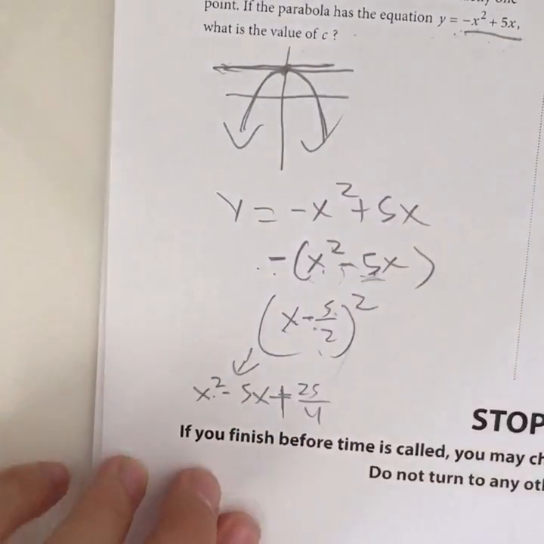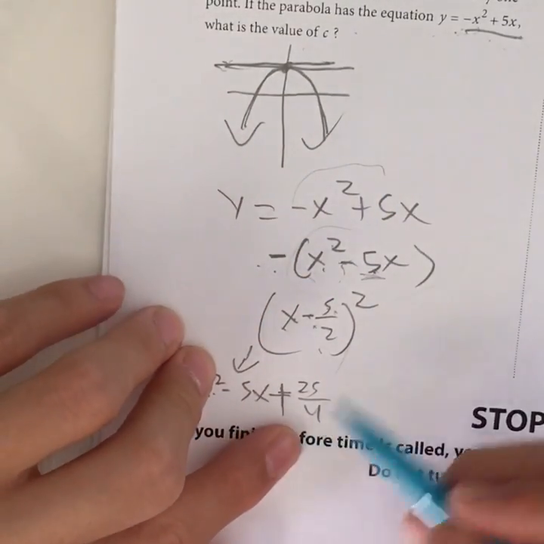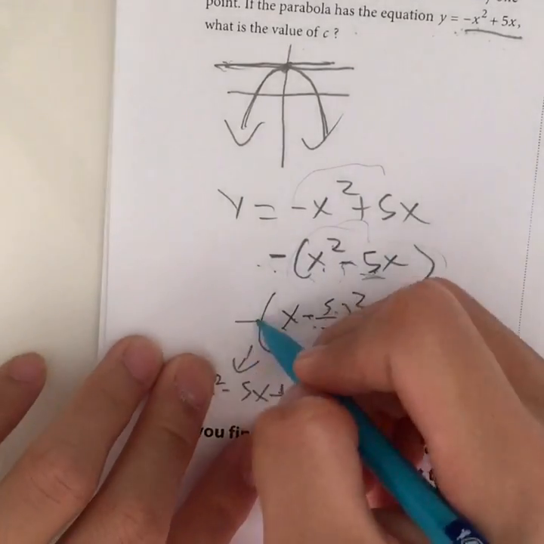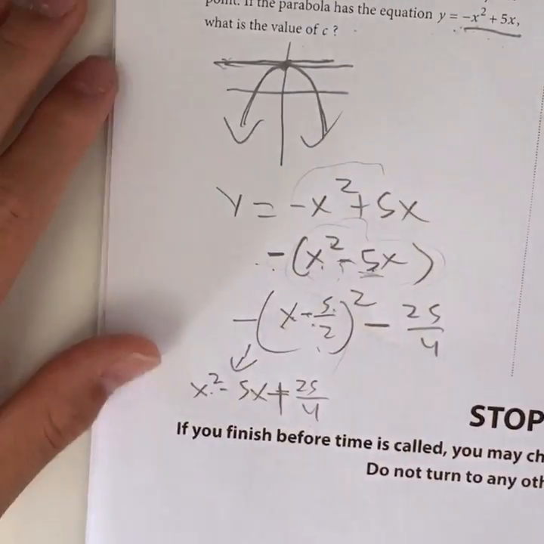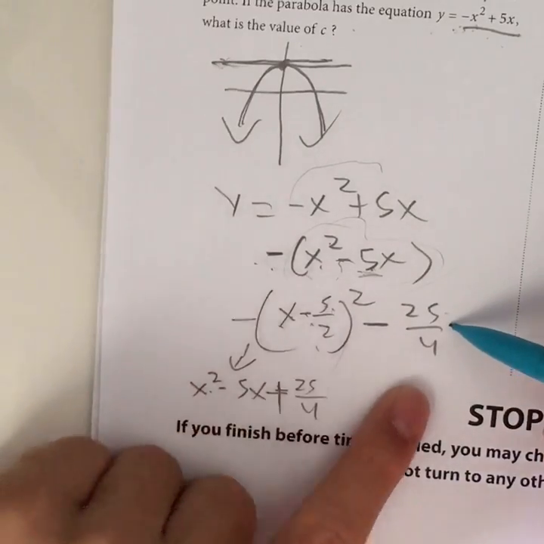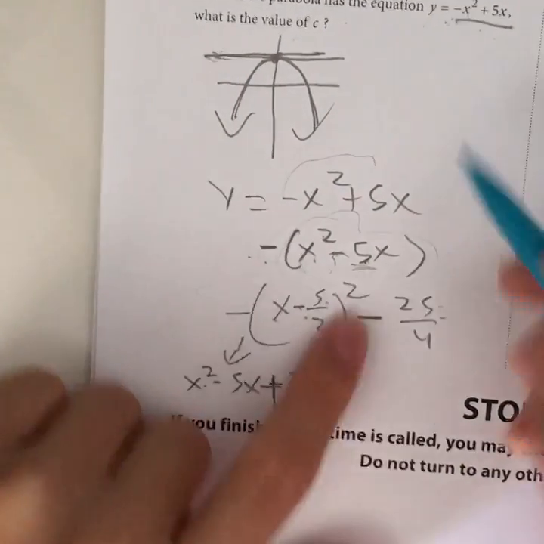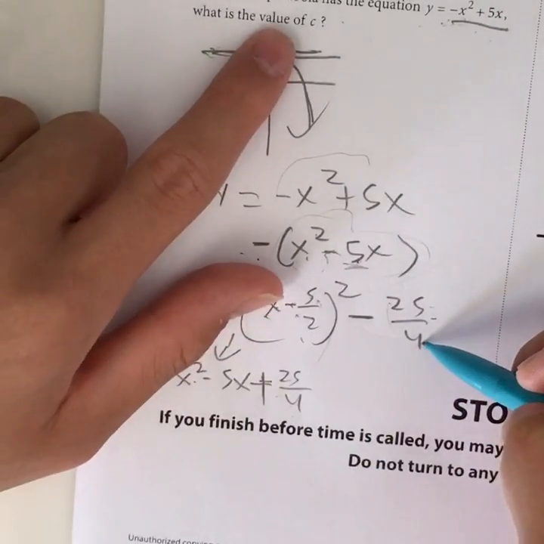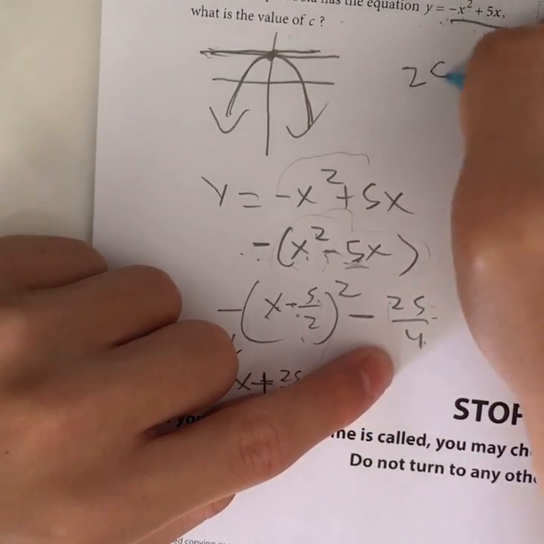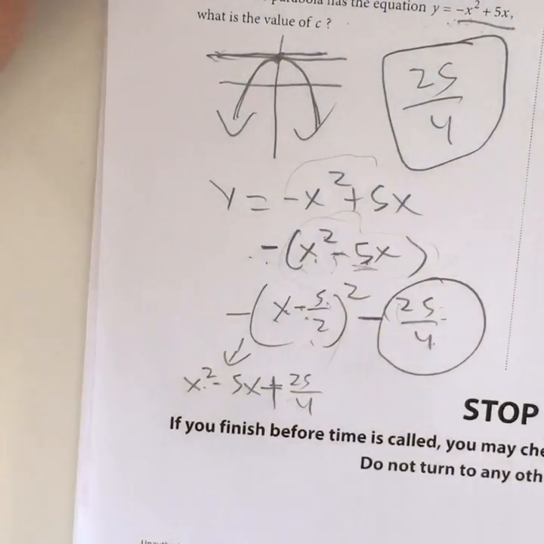Now, the initial equation is only this. There's no 25 over 4. So how do we get back to the initial equation? We're going to subtract 25 over 4 from this. Because there's no 25 over 4 in the initial equation, we're asking for the value of c. The value of c is going to be 25 over 4. Whew.